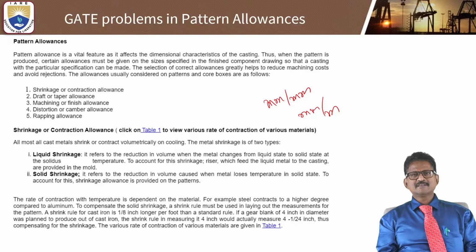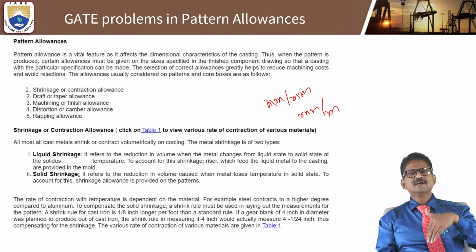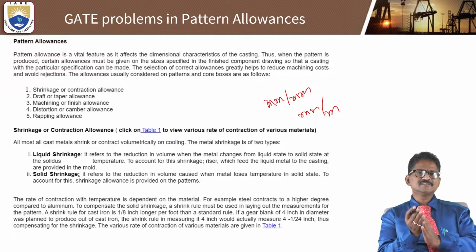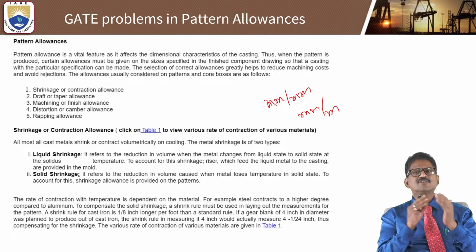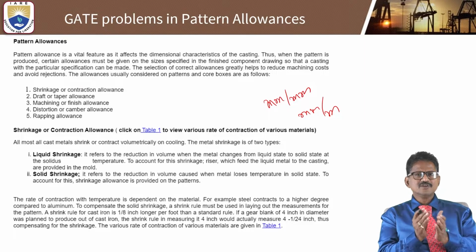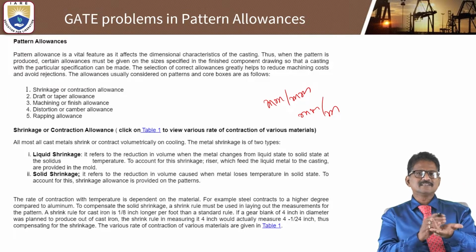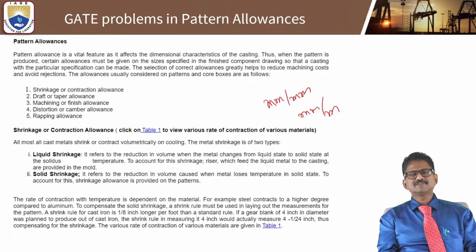In general, the shrinkage allowance can be subdivided into liquid shrinkage and solid shrinkage. Liquid shrinkage refers to the reduction in volume when the metal changes from the liquid state to the solid state at the solidus temperature. To account for this, we have to provide for the shrinkage, for example in a riser, which feeds the liquid metal to the casting in the mold.